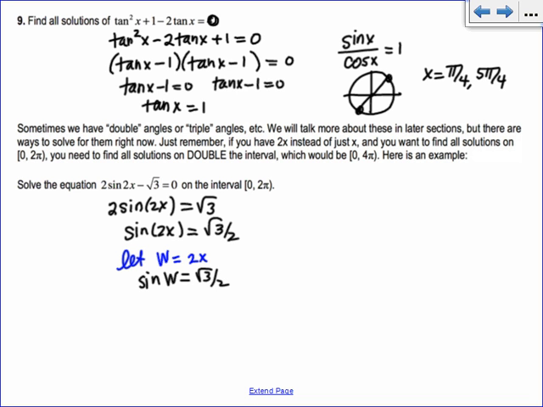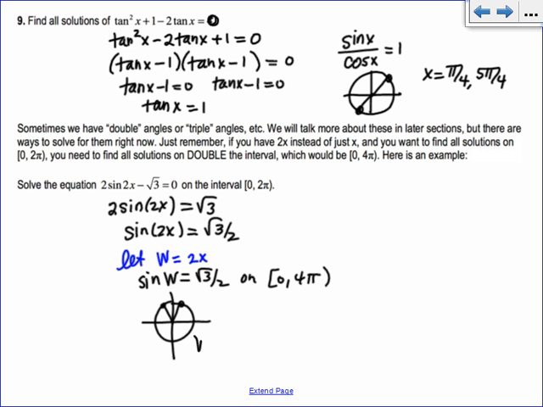But what I said is whenever you have a 2x, you're going to double the interval. So we're not going to just find it on 0 to 2 pi. We're going to find it on 0 to 4 pi. Okay, so we're going to think about all of the places where I have root 3 over 2 after 2 rotations around the circle. So I have those 2 places, but there's going to be 4 answers. Do you guys understand what I'm saying?